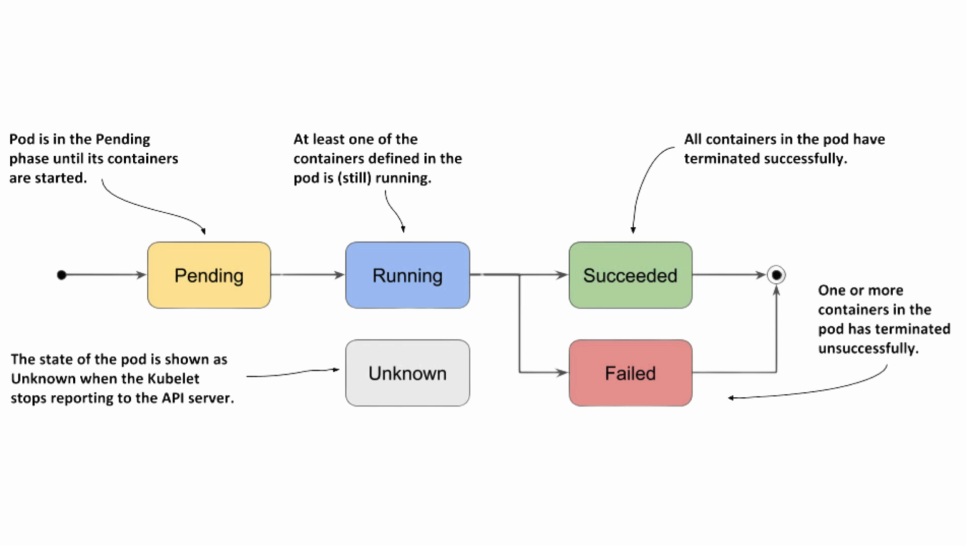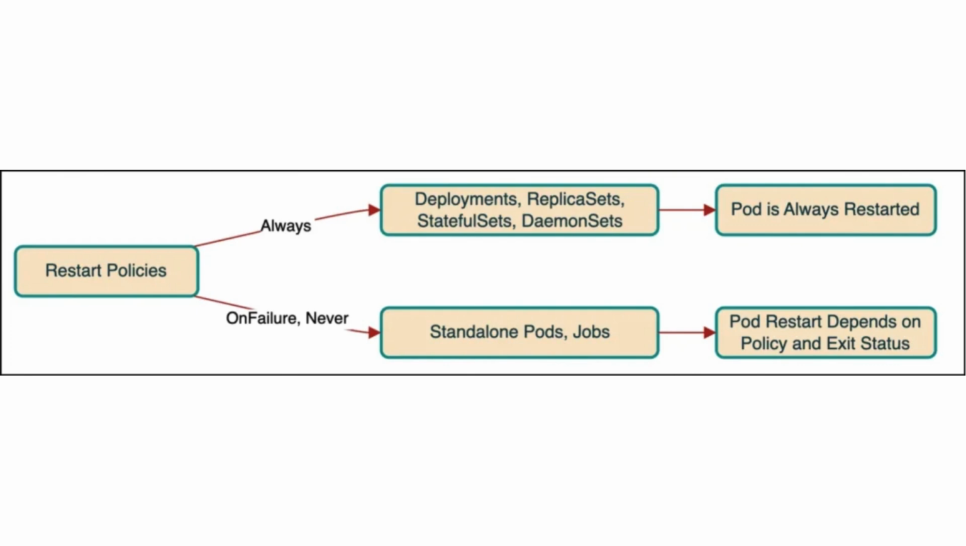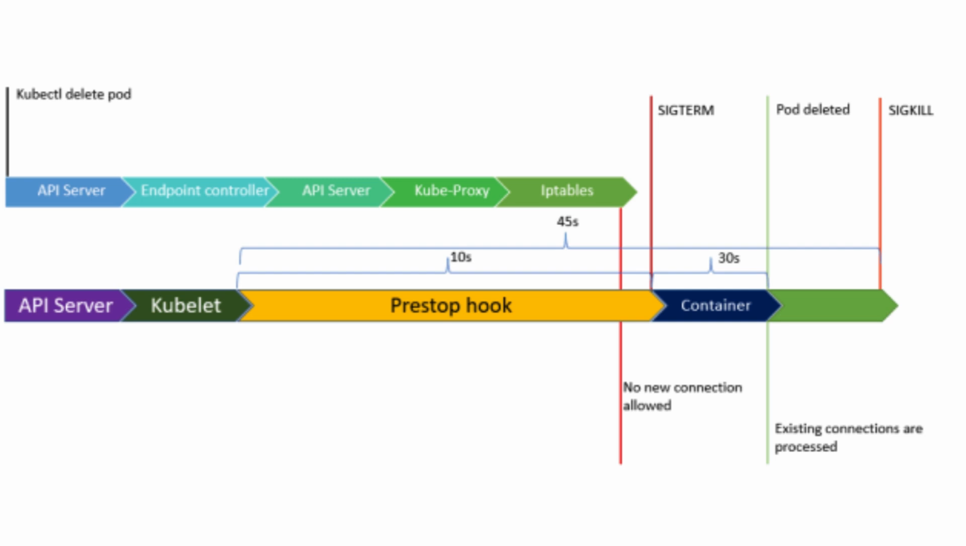If a pod is unable to start or a container inside the pod fails to launch, Kubernetes will attempt to restart the container or the pod based on the restart policy that's defined, which could be always, on failure, or never. For instance, if a pod fails, Kubernetes will try to restart it to maintain the desired state as per your deployment specifications.